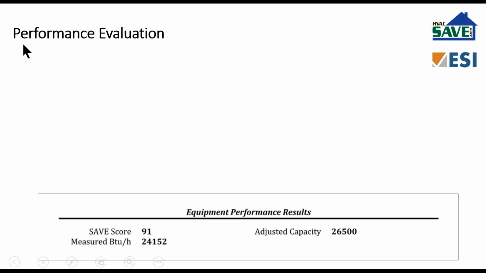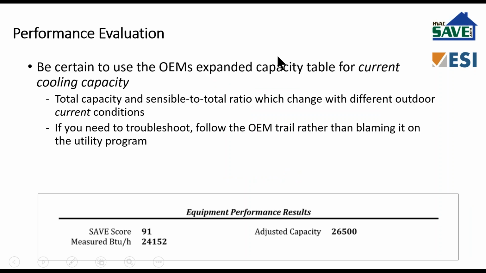Okay, now you're all done. You've entered it into the program software. You're taking a look at your reports and you're evaluating performance. Please be sure that when you do this, that you have used the OEM's expanded capacity table for the current cooling capacity. Please do not use the AHRI rating. Please do not use the standard specifications. Please use the OEM rating. The OEM will tell you, based upon outdoor temperature, based upon entering wet bulb, possibly airflow, what that total expected capacity is, and also what that sensible to total ratio is, okay?